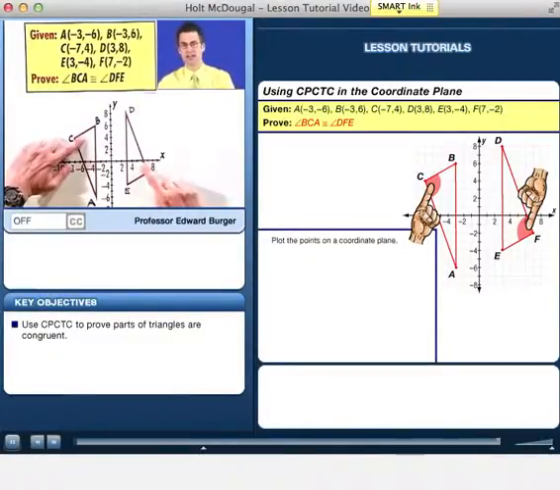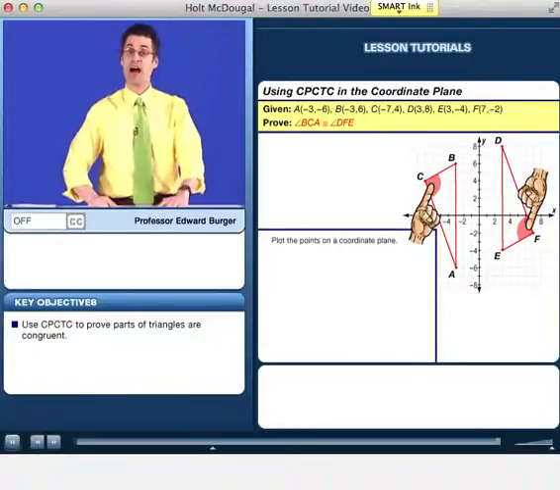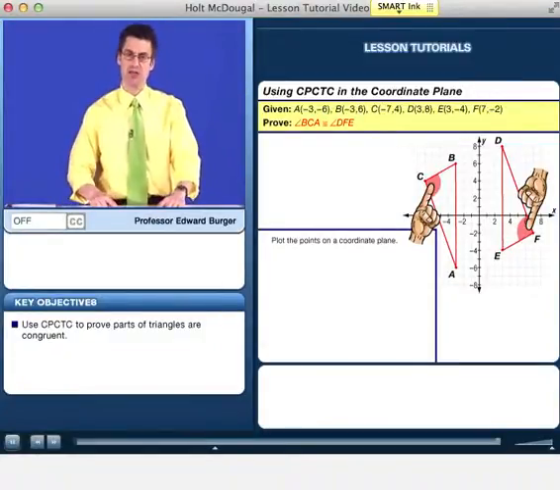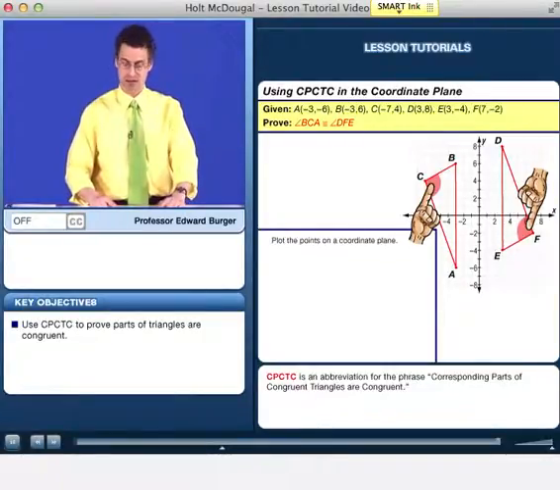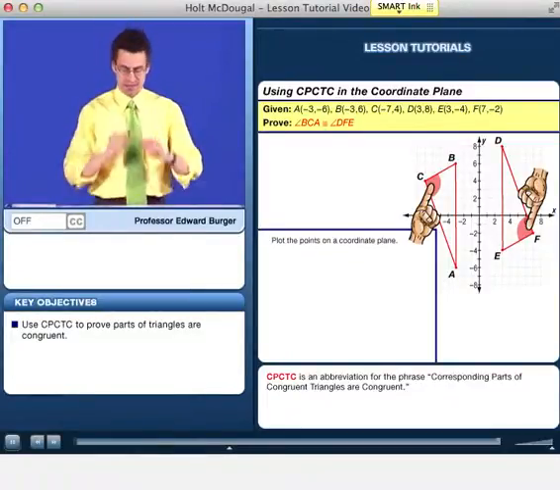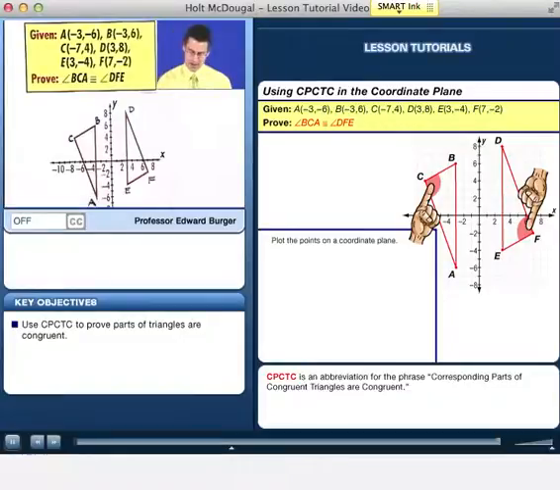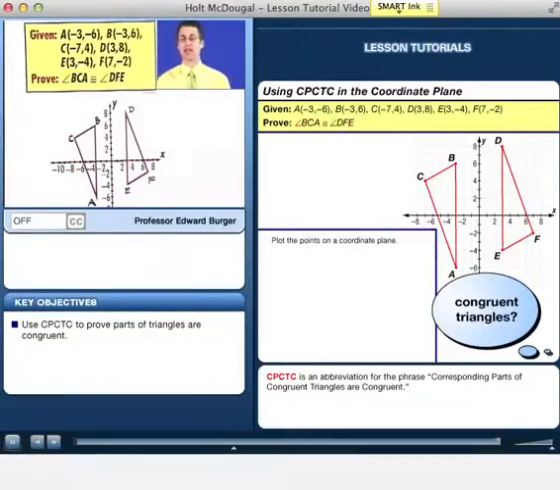How in the world could I possibly do that? All I know are the coordinates of the vertices of these triangles. But if I could show that these two triangles are congruent, then I know corresponding parts are going to be congruent. And if these two are corresponding angles, then I'd be home free. So there's going to be a sub-question. And the sub-question is, can we first figure out if these two triangles are congruent?